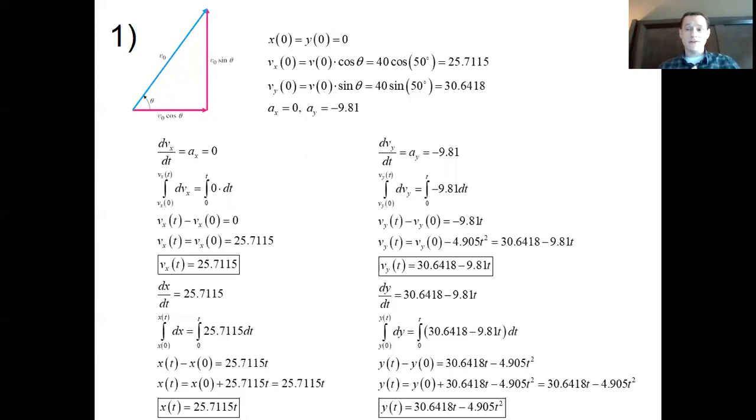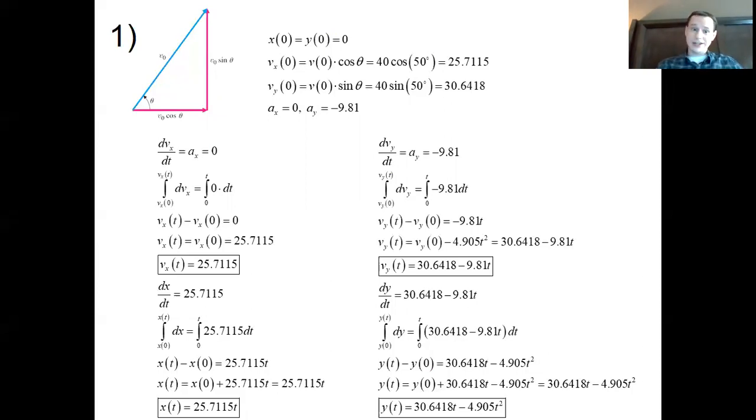Moving things around, you solve for vx of t, and it's just 25.7. So throughout the problem, the velocity in the x direction is going to be constant. That's cool. Now you have velocity, so you go up one more level. If you integrate, what is velocity? It's dx over dt. In this case, we're talking about x's.